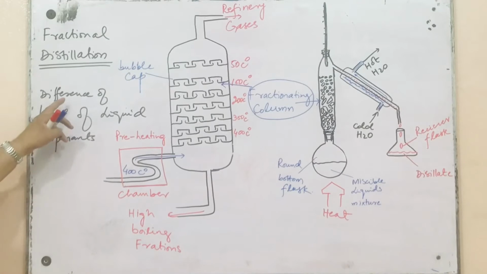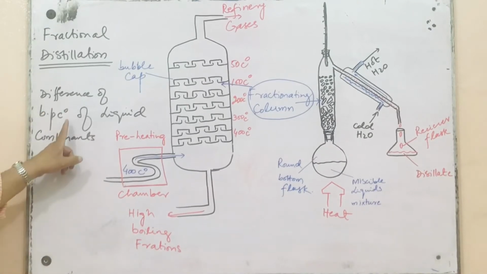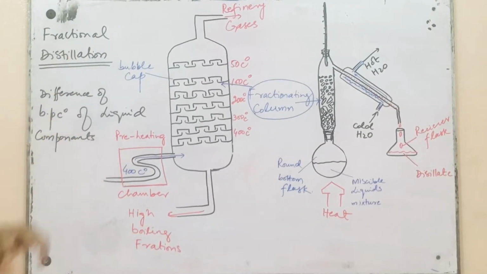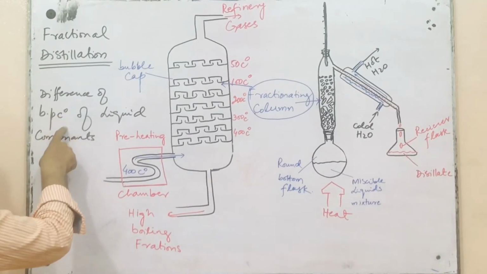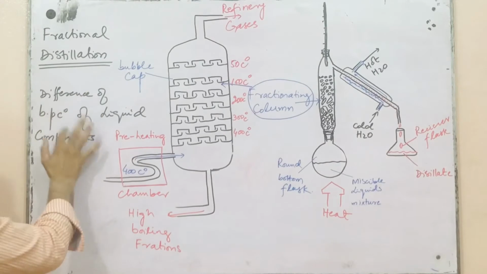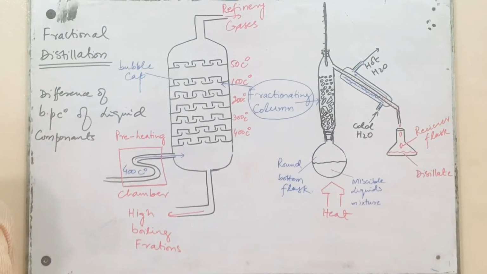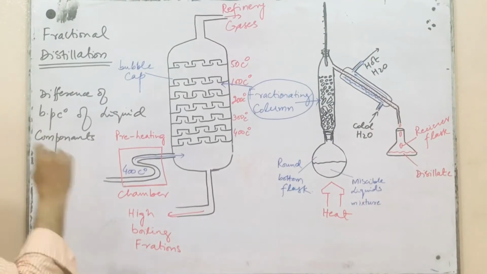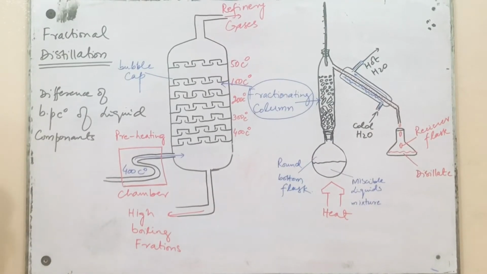This is the basic principle of fractional distillation. It operates on the basis of the difference of boiling points of the liquid components which are present in the mixture, and those components are miscible with one another. Those are thoroughly mixed with one another.